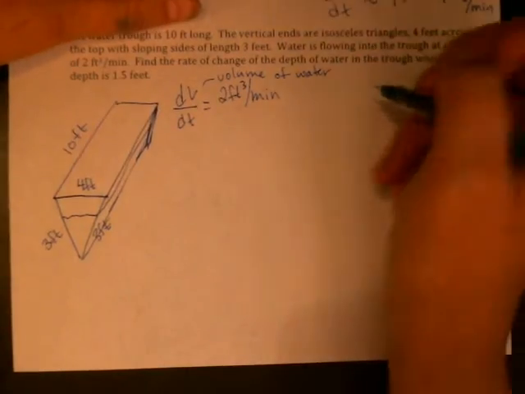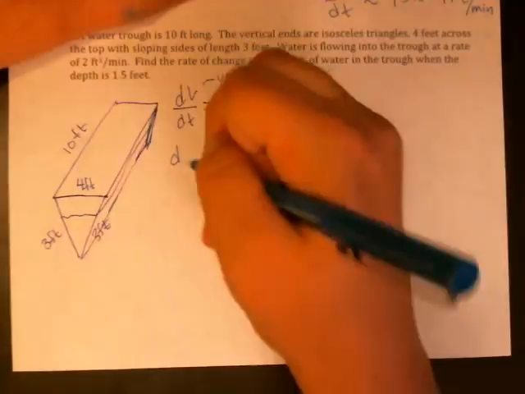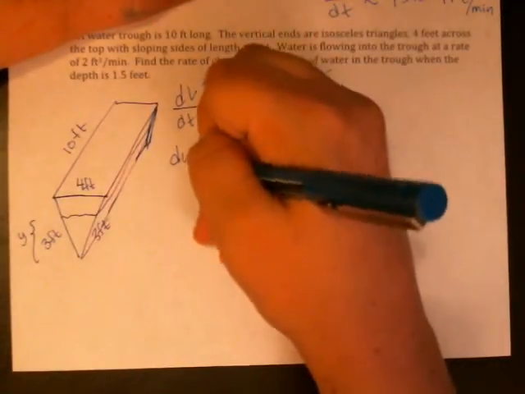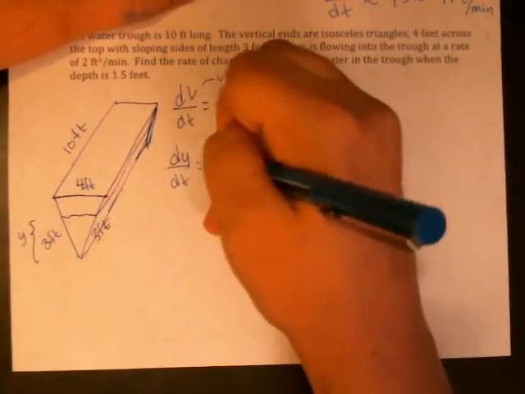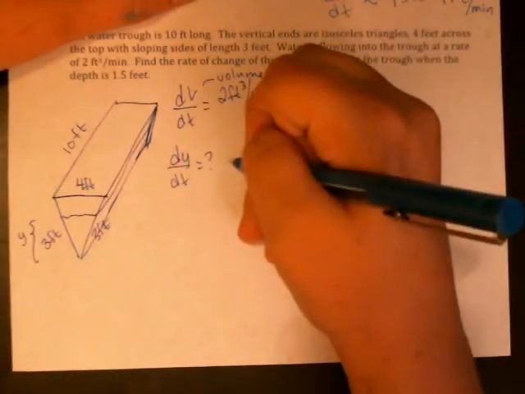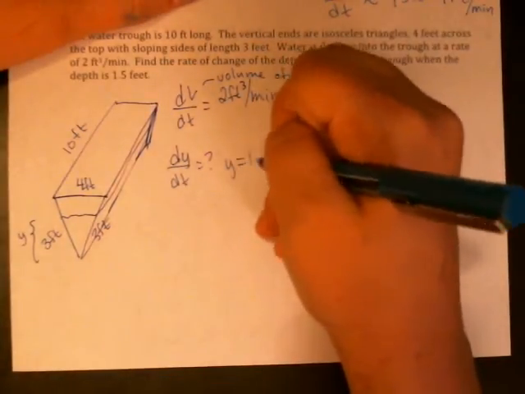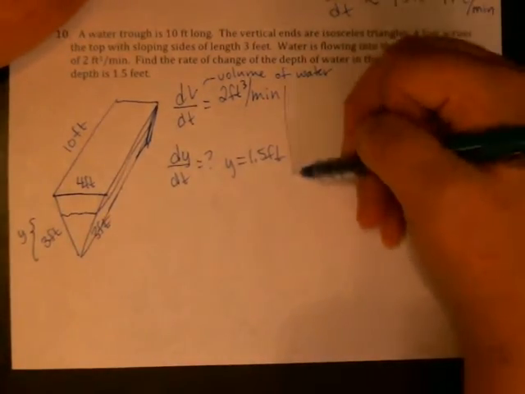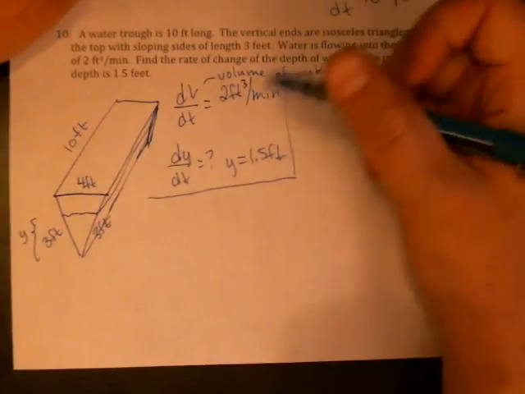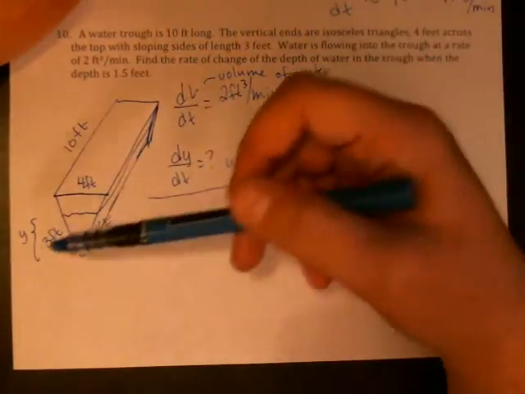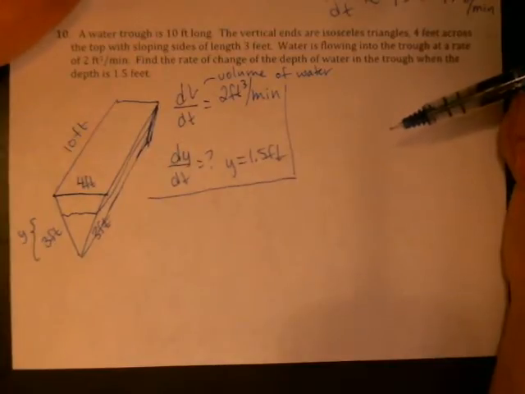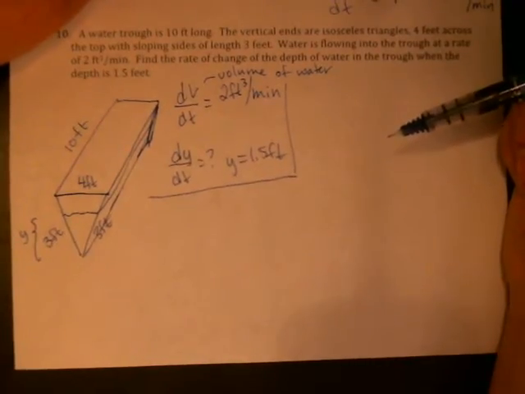Okay, we want to find the rate of change of depth, so I'm going to call that y. We want dy dt when y is equal to 1.5 feet. Okay, so we need a formula that relates the volume of the water to its depth y. So this again is a prism. This is a triangular prism.